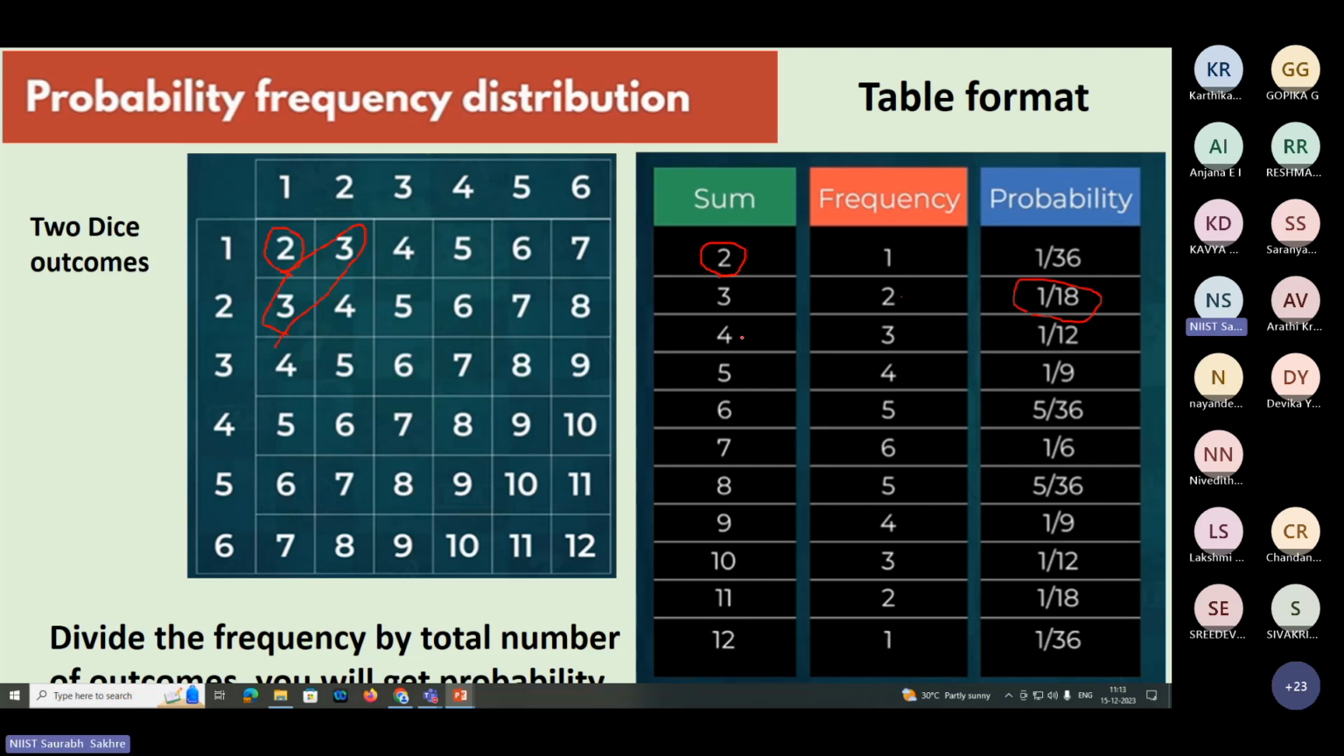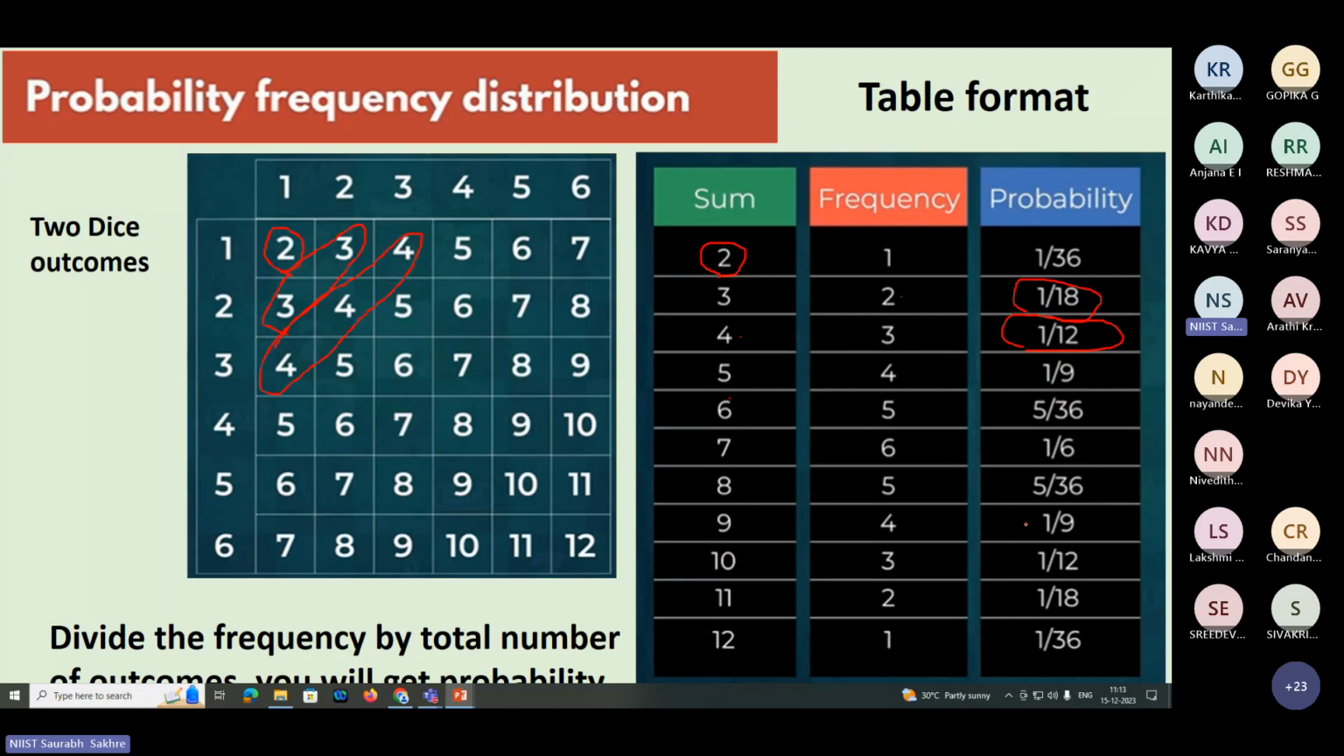Now sum of 4. I can get 4 three times only. Frequency is 3, so 3 by 36. 3 by 36 is 1 by 12. So probability is 1 by 12. I hope this is getting clear to you. Here I'll see the sum, then I'll see how many times it can occur and divide by 36.